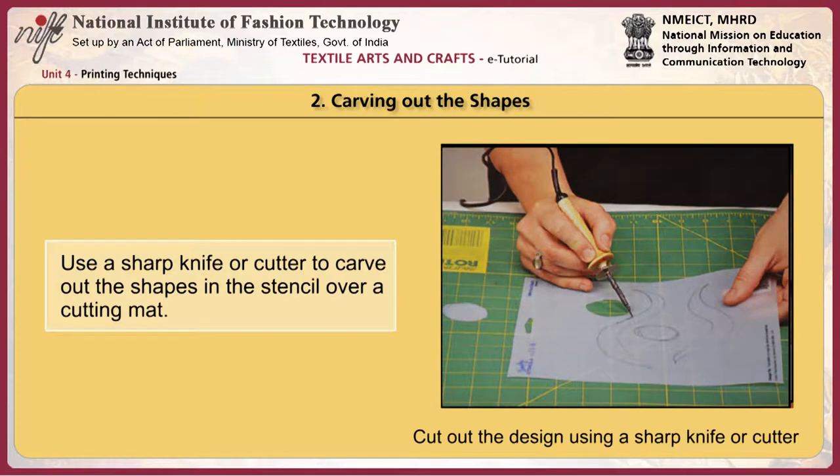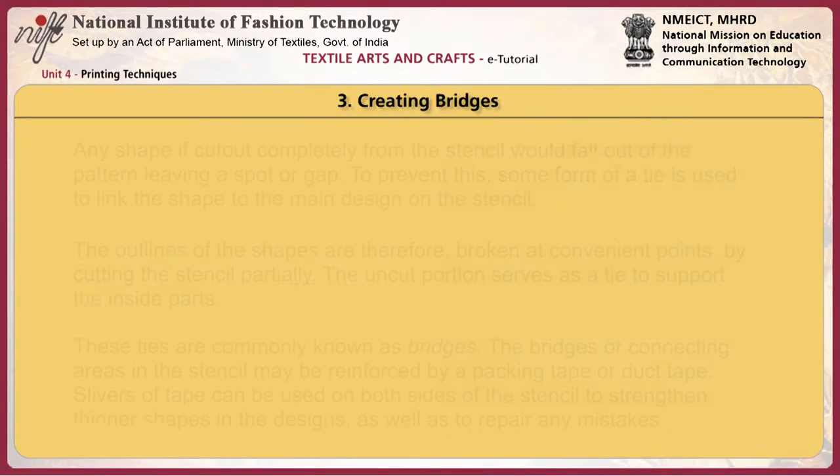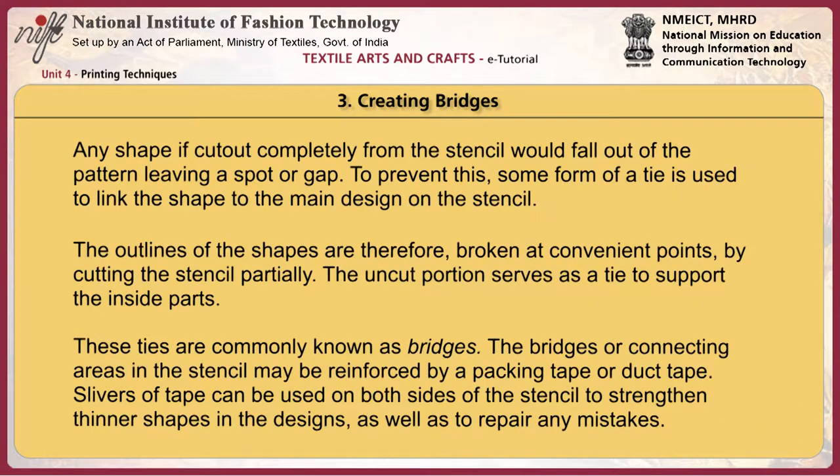Use a sharp knife or cutter to carve out the shapes in the stencil over a cutting mat. Any shape, if cut out completely from the stencil, would fall out of the pattern, leaving a spot or gap. To prevent this, some form of a tie is used to link the shape to the main design on the stencil. The outlines of the shapes are therefore broken at convenient points by cutting the stencil partially. This uncut portion serves as a tie to support the inside parts. These ties are commonly known as bridges.